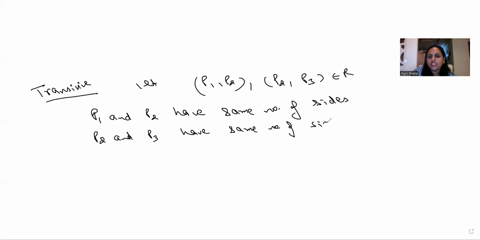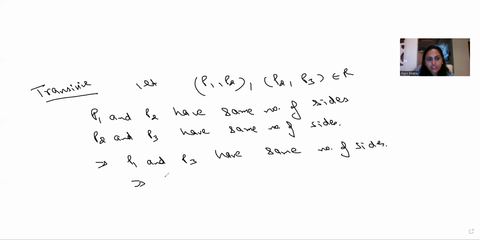the same number of sides. P1 and P2 have the same number of sides, P2 and P3 have the same number of sides. This implies P1 and P3 have the same number of sides. Therefore, we can conclude that P1, P3 belongs to R, and therefore the relation R is transitive.